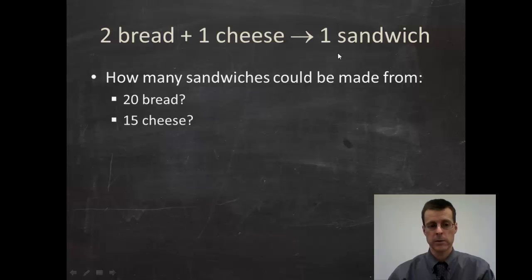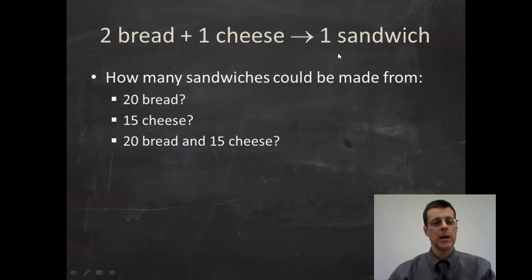Keep track of that. 15 cheeses. All right, so ignore the breads for a minute. How many sandwiches could I make with 15 cheese? Okay, got your answer. Excellent. Now put it together. What if I had 20 slices of bread, and 15 slices of cheese? How many sandwiches could I make then? Hopefully, your final answer is 10.